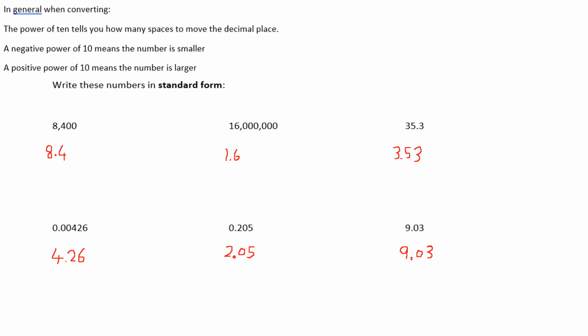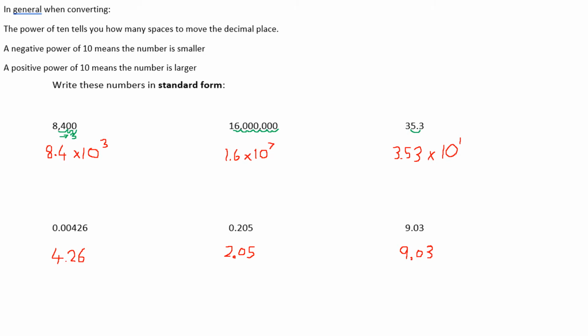If it made it bigger, it's a positive power. If it made it smaller, it's a negative power. So for that first one, we had to move the decimal place once, twice, 3 times to get to 8,400. So this would be 8.4 times 10 to the 3. We can do the same sort of calculation with the other numbers. So for the 16 million, we actually had to move 7 spaces from our 1.6. For the 35.3, we had to move 1 space from our 3.53.